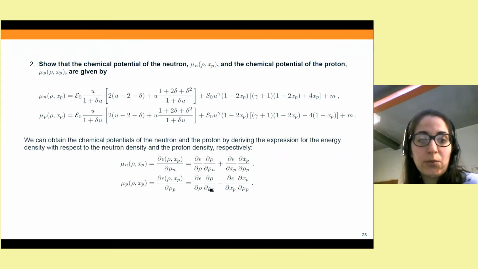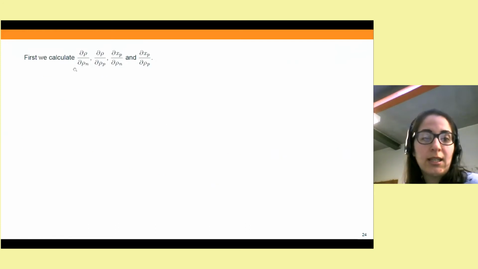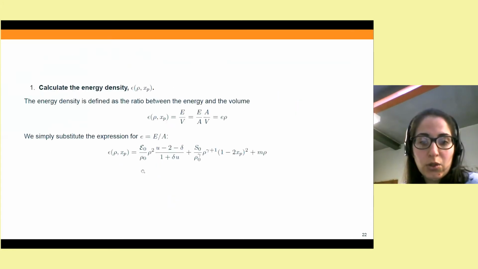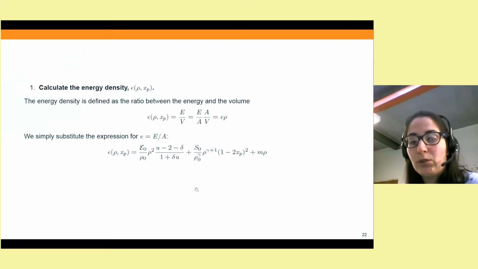So we see that we need to compute the derivatives of the density and of the proton fraction with respect to the neutron and the proton densities. I give you 5 minutes to do that maybe, so you can try to do it yourselves. I show you again this expression here, and if you remember, the total density is just the sum of the two densities, and the proton fraction is the proton density divided by the total density.